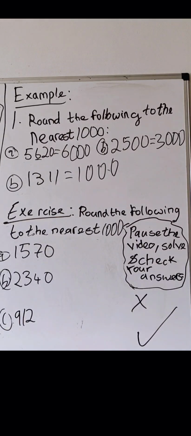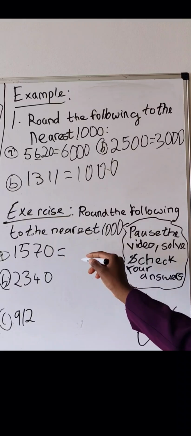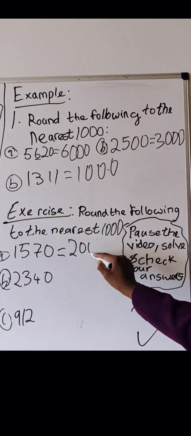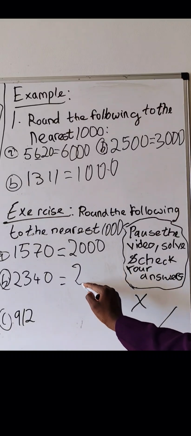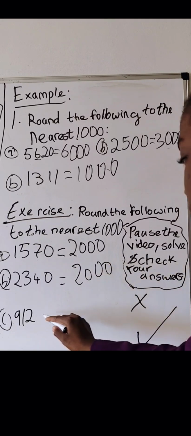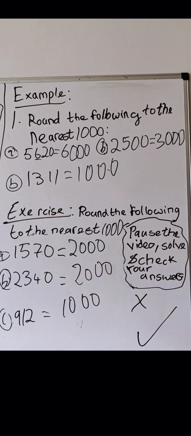So I'm going to give you guys 3 seconds to pause the video. 3, 2, 1. So I believe as you're watching this, you want to check the answers to mark what you've got. So this is 1,570. This returns to 2,000. This returns to 2,000. This returns to 1,000 because this is 9.